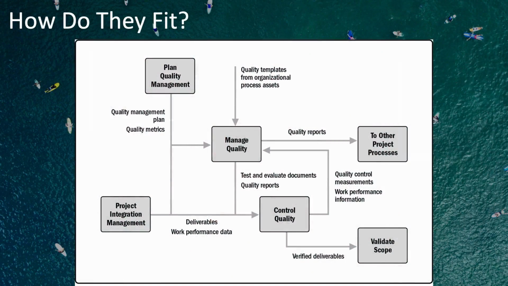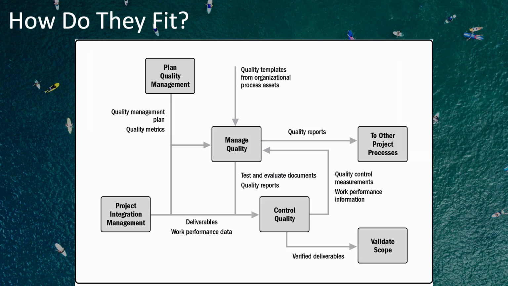Let's take a look at how these processes fit together. We'll start with manage quality here in the middle of this diagram. Manage quality has as a main output quality reports. These reports go off to other project processes and also to quality control. Quality reports are used in communications management as inputs to create different communications to stakeholders that include, among other things, information about the quality of the project and the project work.